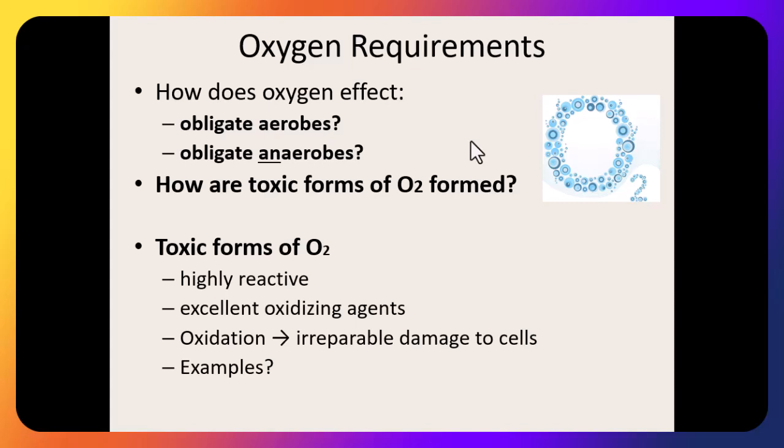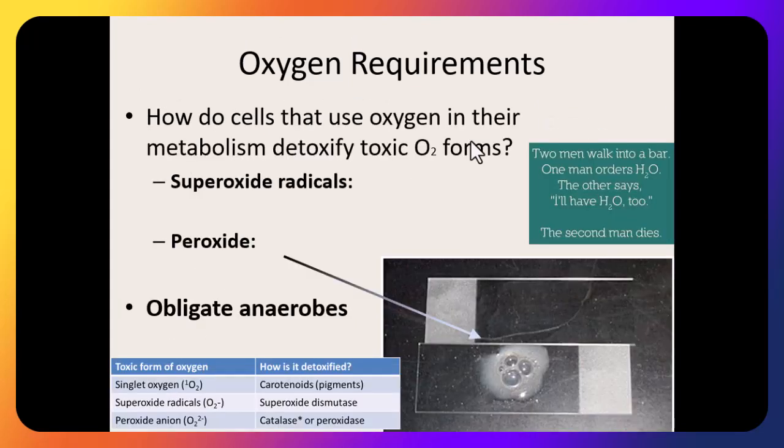And if you have a toxic form of oxygen and the bacteria can't figure out how to survive that, get rid of it, neutralize it, oxygen will kill them. So toxic forms of oxygen are highly reactive. It's usually because they have a charge to it. They're excellent oxidizing reagents, which we go into more next week. But it means it wants to lose electrons. And it causes damage to cells. I've got examples on a little picture down here.